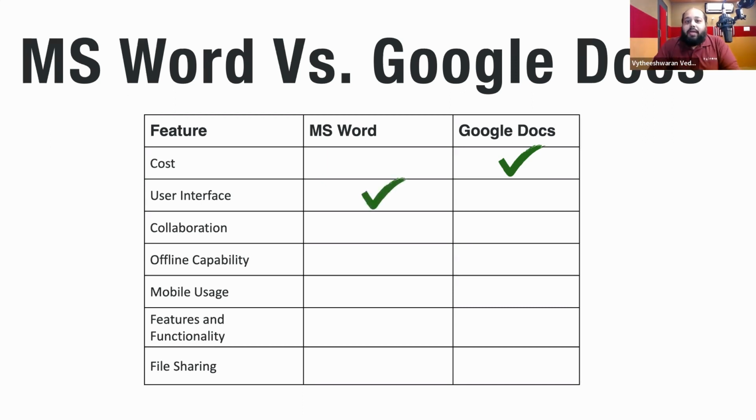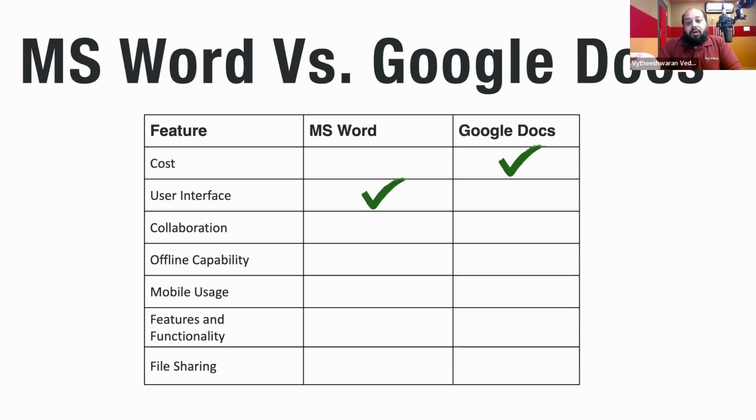So from a user interface perspective, Microsoft Word is definitely a better option. When it comes to collaboration, Microsoft Office as a standalone doesn't have collaborative features. You will have to use it along with SharePoint or with Microsoft Teams only. Then you will be able to collaborate effectively. I'm talking about live collaboration.